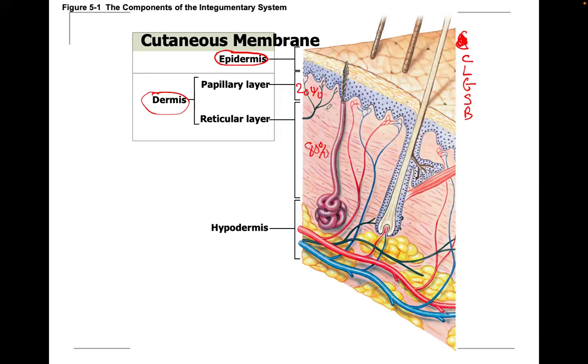You can see that in the dermal layer, this is where we have a lot of the accessory structures. You can see the shaft of the hair, we have a little muscle, the erector pili muscle, we have a sweat gland, an oil gland, some blood vessels, and some tactile nerve receptors.